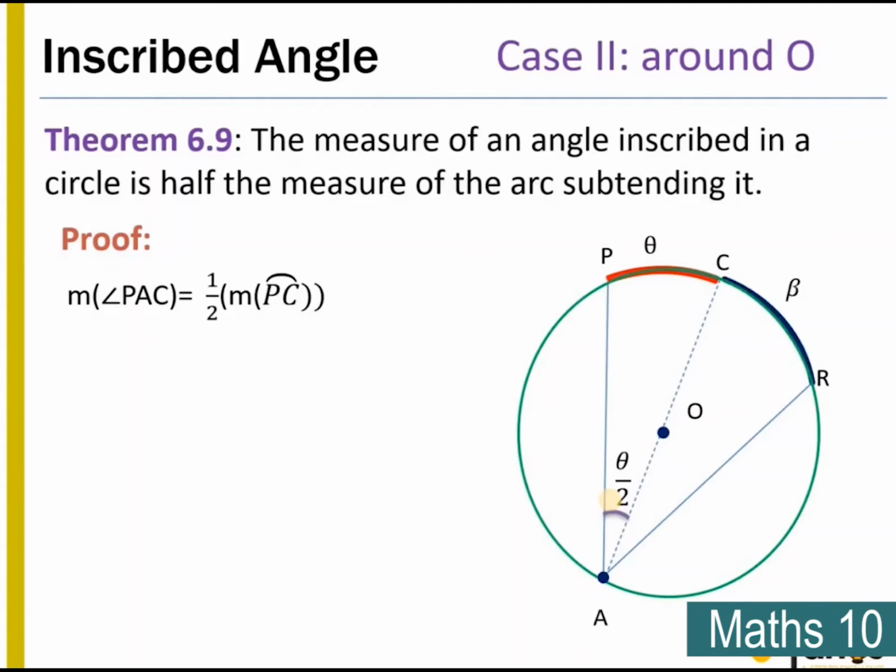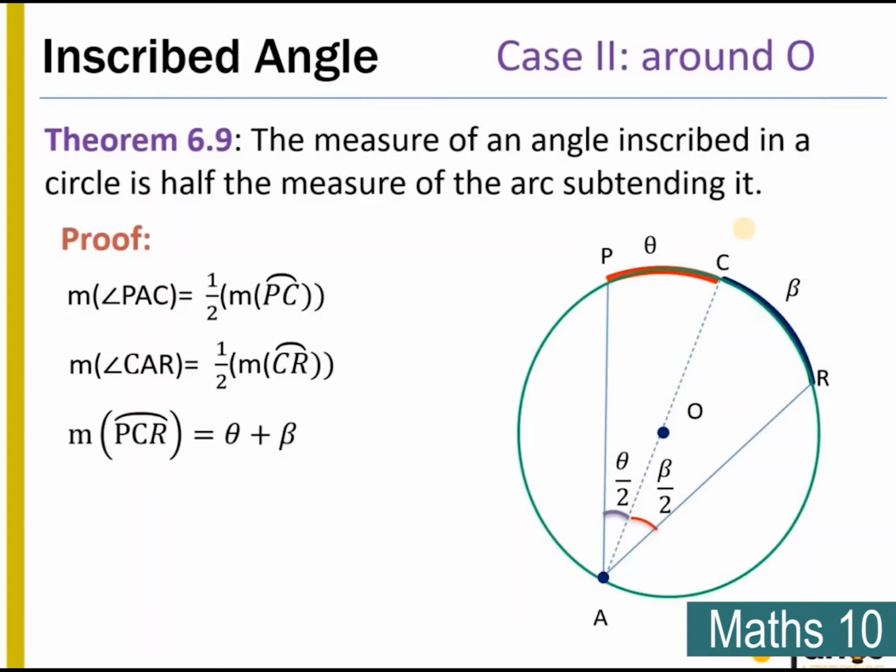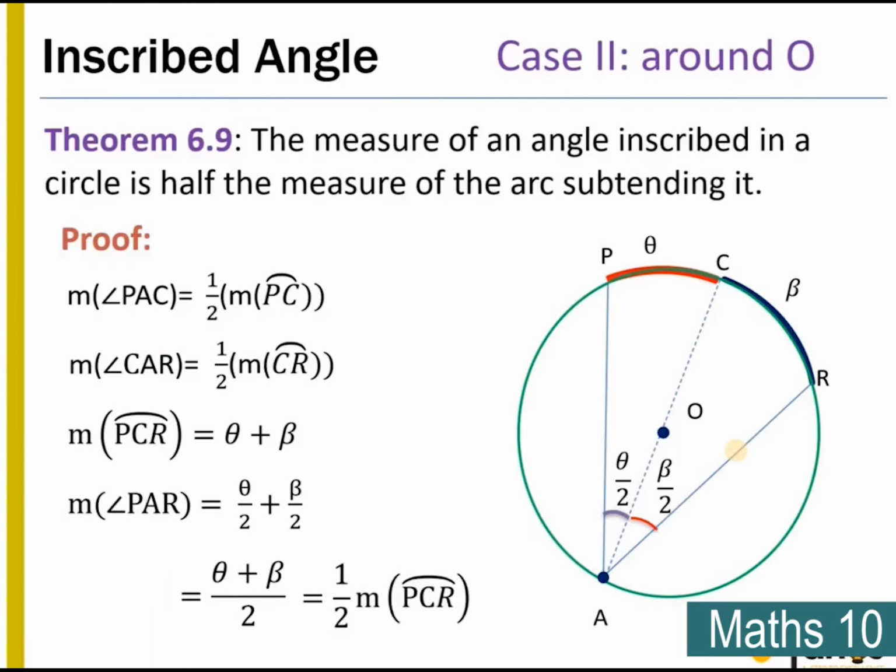And on the other side, this is the arc CR, which we'll call beta, and we know that this angle here is beta over 2. So the measure of angle CAR is half of the measure of the arc CR. If we put all of that together, then the measure of the arc PCR all the way round is theta plus beta, and the measure of angle PAR, this angle here, is theta over 2 plus beta over 2, which is theta plus beta over 2, which is half of the measure of the arc PCR.